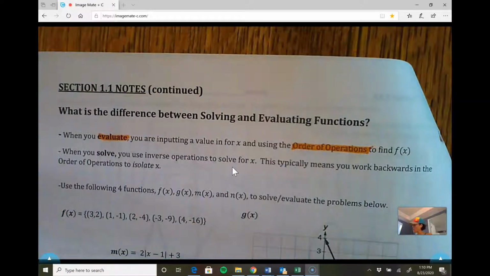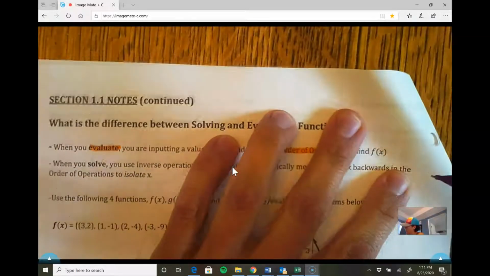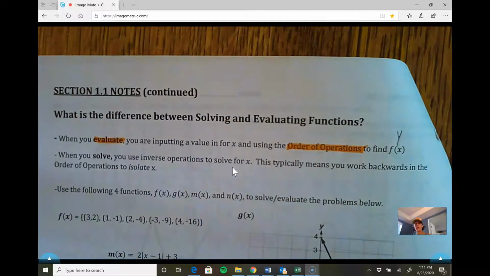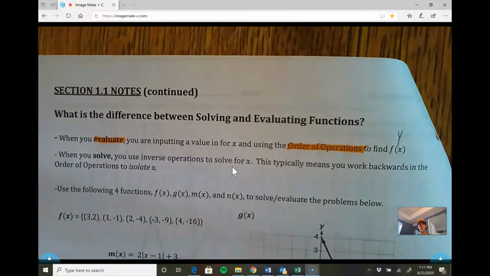But again, now we're working with a function. So y is going to be replaced with f of x. And you won't just see f of x. You're going to see function notation use some different letters. But f of x is the most popular one.